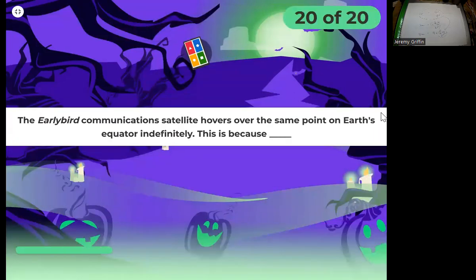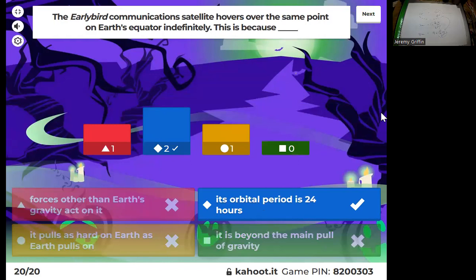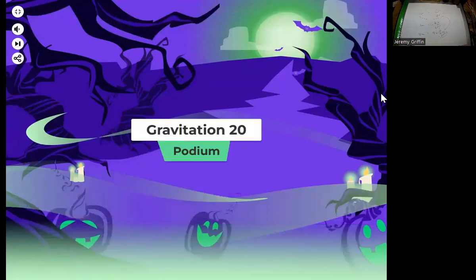The early bird communication satellite hovers over the same point on Earth's equator indefinitely. Because why? Yeah, its orbital period is 24 hours. All right, guys nailed it.